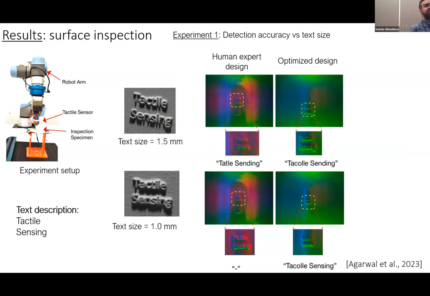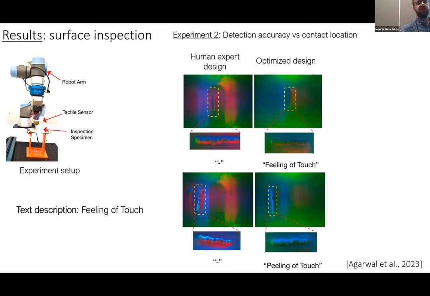And we can see that with the unoptimized design, we get very inaccurate readings, whereas with the optimized design, we can greatly improve, though not yet perfect, the kinds of readings we get in this case from the tactile sensor. So all of these are improvements that we get thanks to the fact that we can optimize our sensors using these rendering algorithms I mentioned earlier.